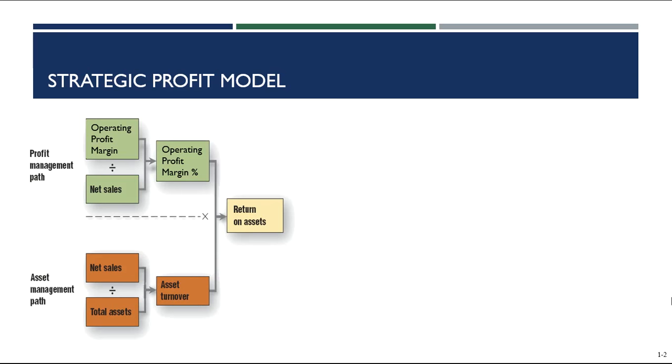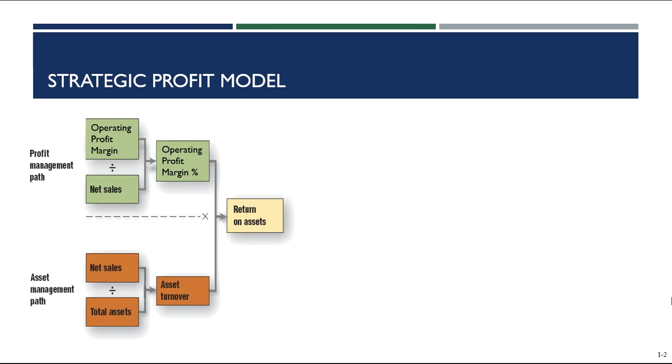And using the profit management path to get to the operating profit margin measures the profitability that a firm makes from continuing operations. Some retailers, on the other hand, will focus on the asset management path and attempt to have a very high asset turnover. Asset turnover assesses the productivity of a firm's investments in their assets. So both of these paths are part of the strategic profit model as we work towards ROA. And ROA is determined by multiplying the operating profit margin by asset turnover.